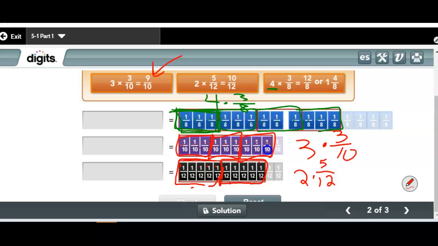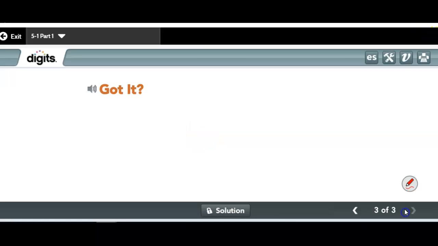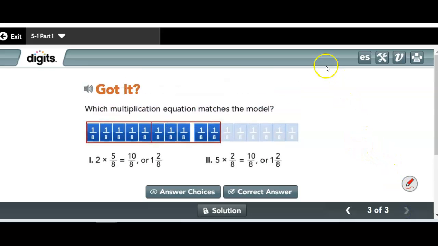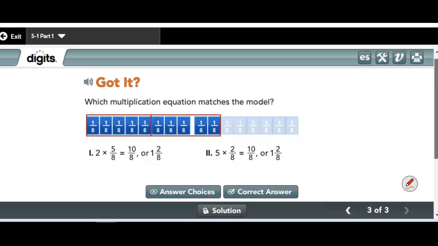Think you can handle these models? So, all right. Let's see. Okay, which multiplication matches this model? I'll zoom it in for you. Do you think it's 1 or do you think it's 2? Model number 1, model number 2.